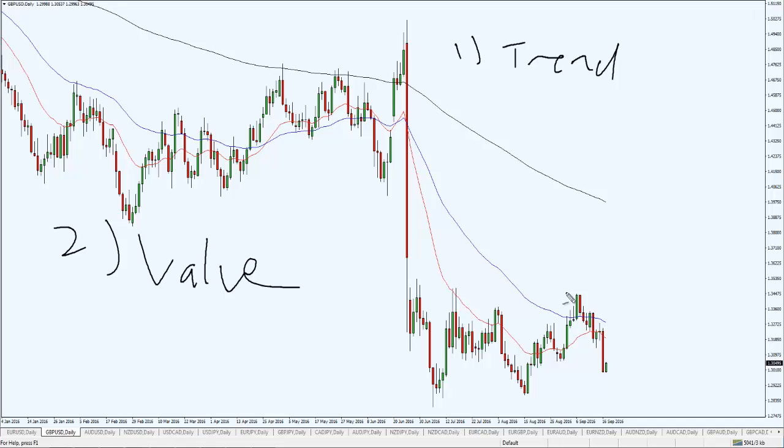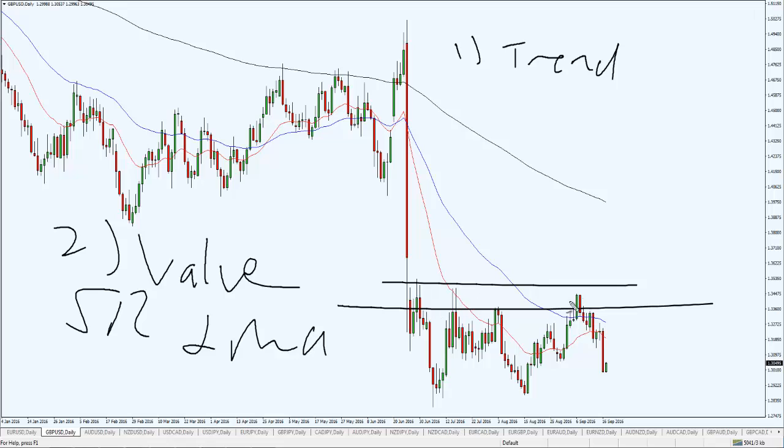There are a few ways you can define area of value, like support, resistance, or even moving averages, right? Dynamic support and resistance in terms of a moving average. In this instance, I use just very plain old vanilla resistance over here. You can see this is an area of resistance. And the third thing you need is simple, a trigger. How do you actually enter a trade? You need a trigger.